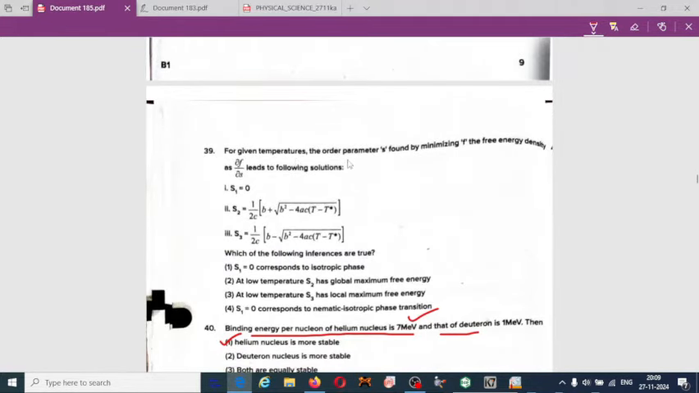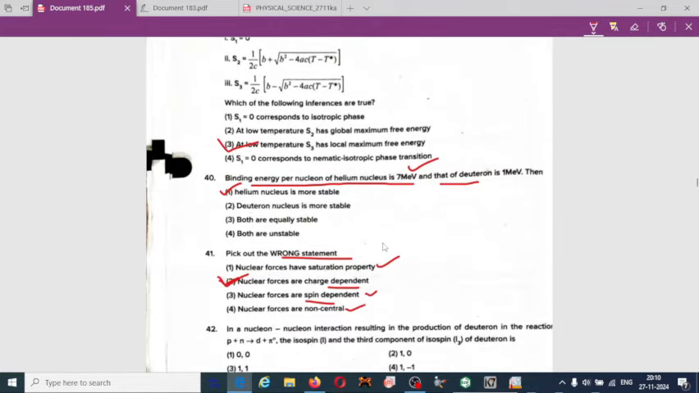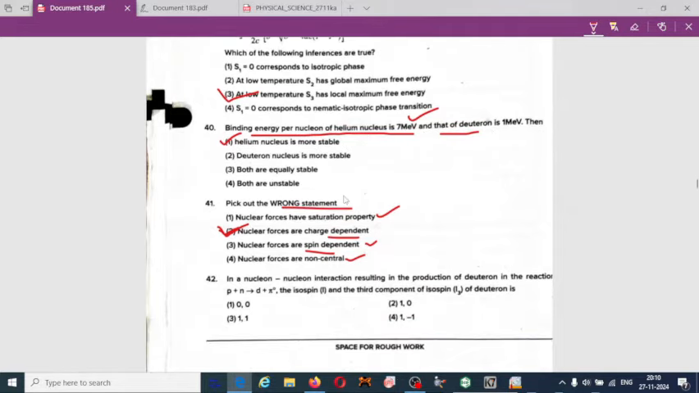For a given temperature, the order parameter is found by minimizing F, the free energy density, which leads to... So 39, third one: at low temperature, S3 has local maximum free energy. The binding energy per nucleon of helium nucleus is 7 mega electron volt and deuteron is 1 mega electron volt. Then the helium nucleus is more stable. Pick out the wrong statement. Charge dependent is the wrong statement.